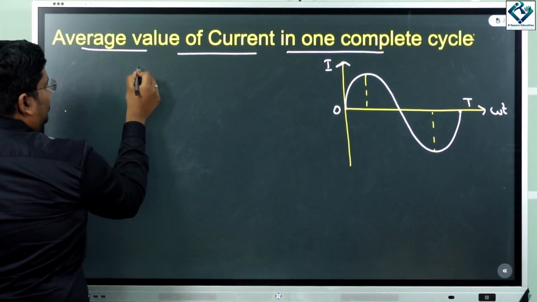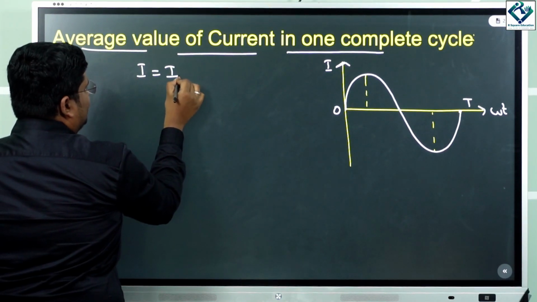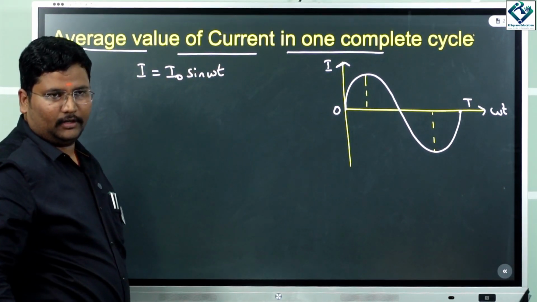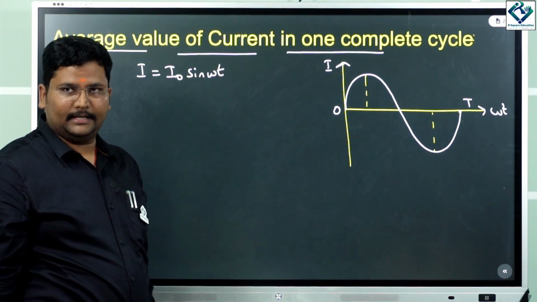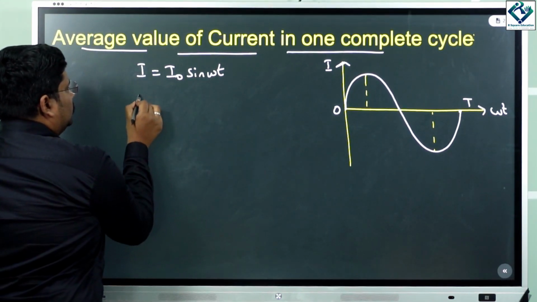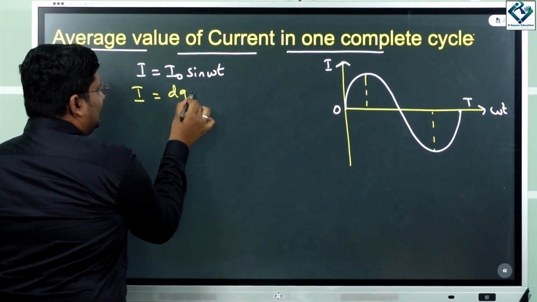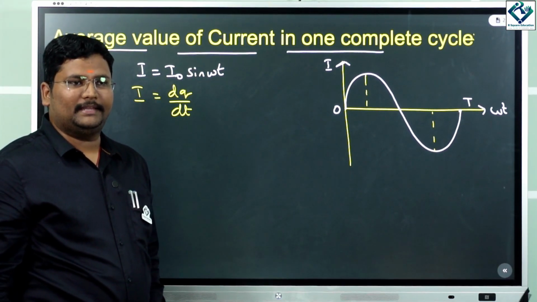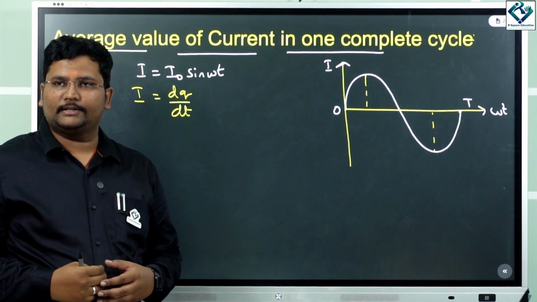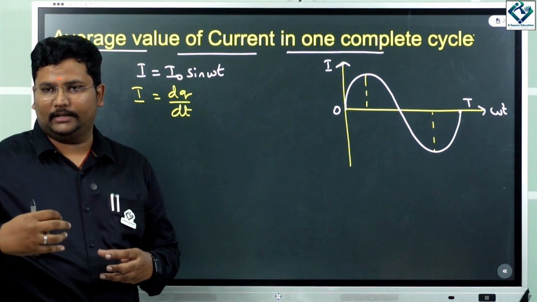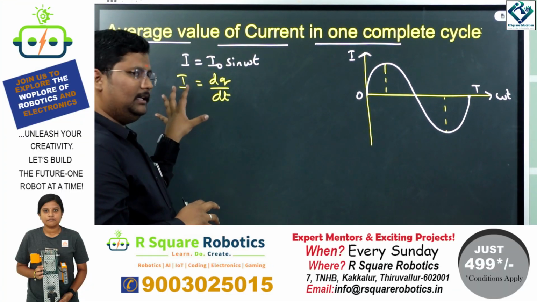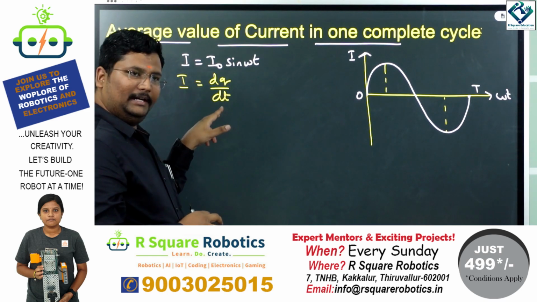So you know pretty well I is going to be I naught sin omega t. This is the general equation of any kind of sinusoidal wave of current. And then you know I is equal to dq by dt. Basically, if I want to know the average value of current, I want to know the average value of charges flowing in that particular circuit over a period of time. That is going to give you the current.